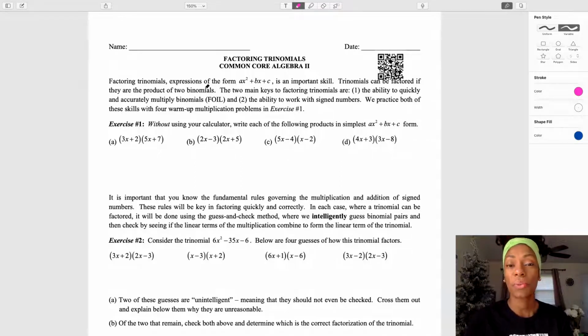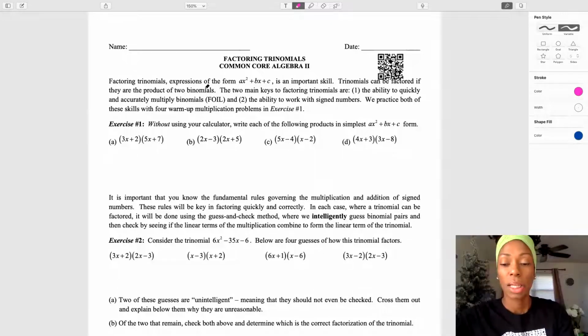I'm going to review factoring trinomials using the box method, and we're going to get problems from the eMath instruction worksheet, factoring trinomials. But before I show you how to factor using the box method, I want to show you how you can multiply using the box method, because it will make more sense when it comes to factoring, because factoring is just like the opposite of multiplying. So let's start with exercise 1A.